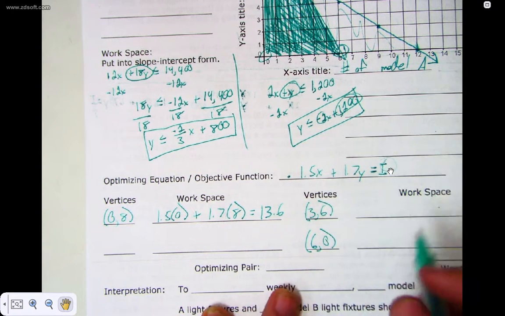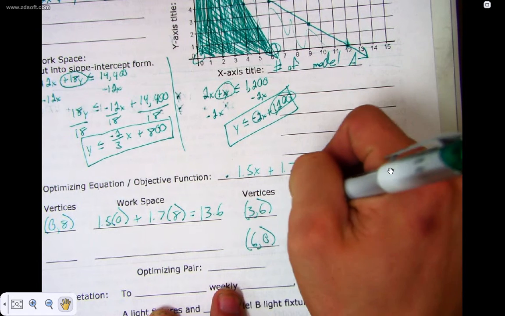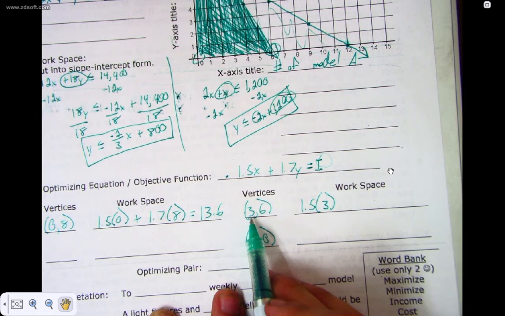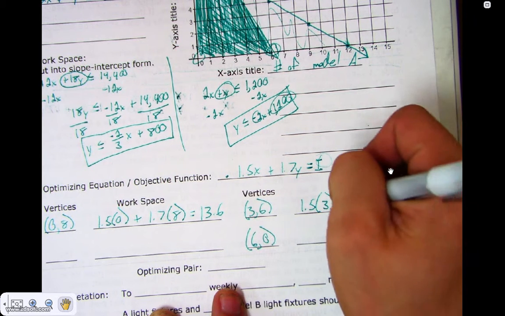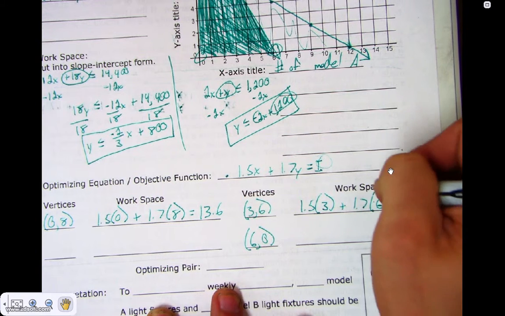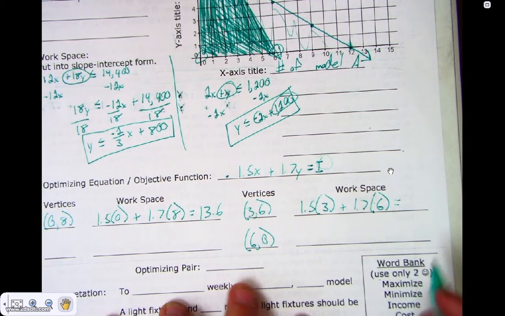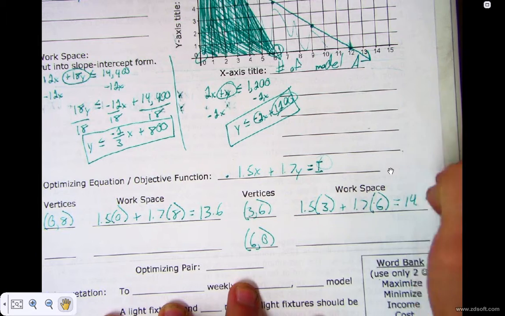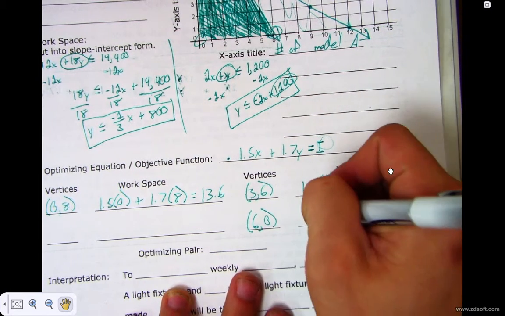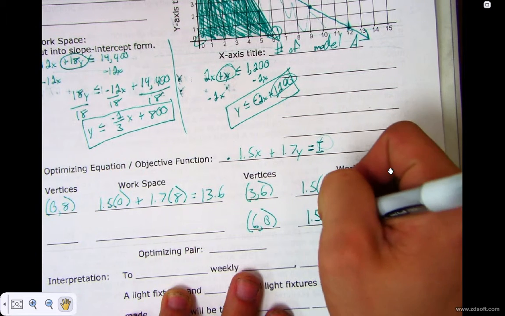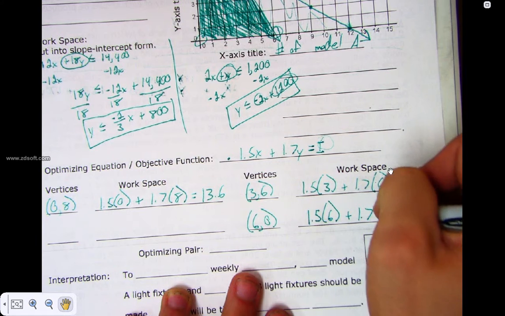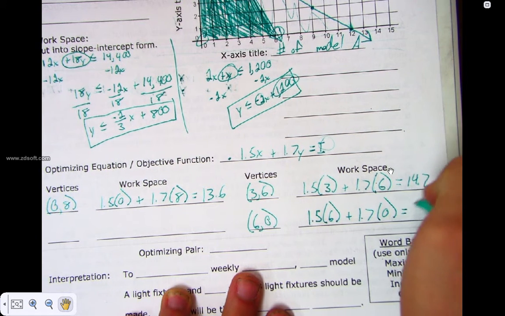3, 6, so let's go ahead and do that one. 1.5 times the 3, which is the x value, and then plus 1.7 times my y value. And that's going to equal 14.7. And then on my last one, I've got 1.5 times 6 plus 1.7 times 0 for my y value, and that's going to equal 9.